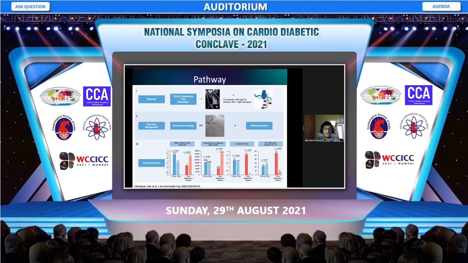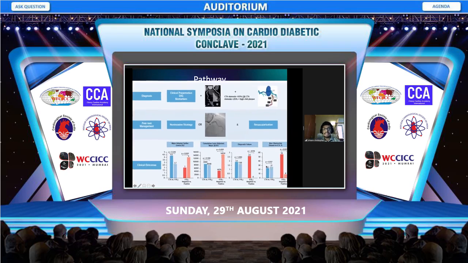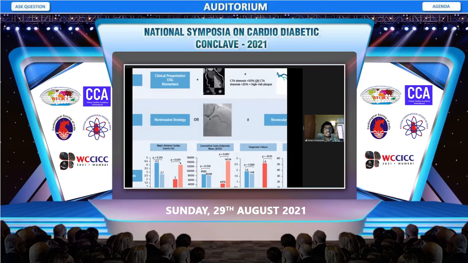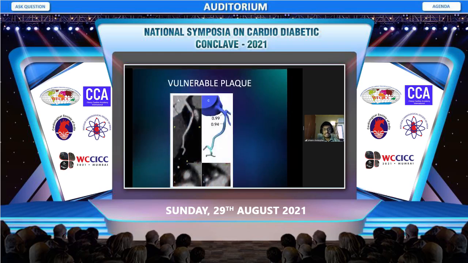Kavita Chenian, close friend of ours, showed that if you use FFR CT as a strategy, your clinical outcomes and MACE are lower than with conventional CT. The costs are equal, the diagnostic failures are less, and the chance of you having non-obstructive disease in the angiograms is much less. So CT FFR as a strategy in the ER is also important.